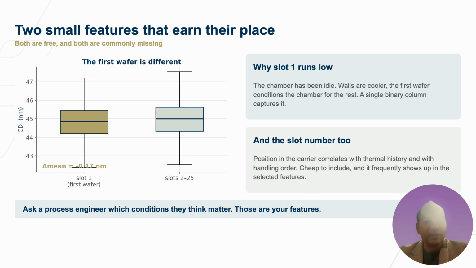The first wafer in the lot is different. Here it runs about 0.17 nanometers lower than the rest, and that is a real and repeatable effect. The reason is thermal. The chamber has been idle between lots, so the walls are cooler. The first wafer conditions the chamber for the ones that follow, and it pays for that with a slightly different result. You capture the whole effect with a single binary column. Is this slot 1, yes or no?